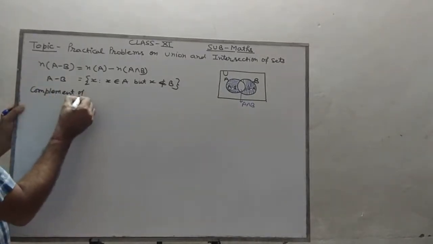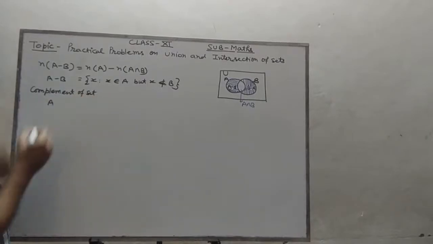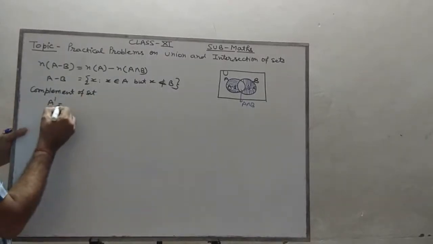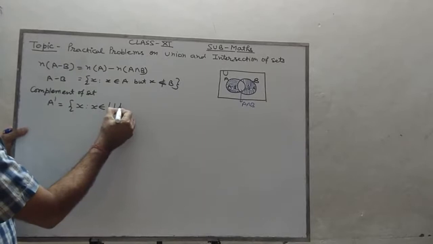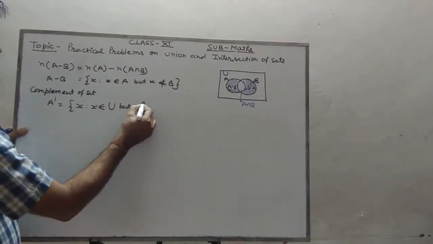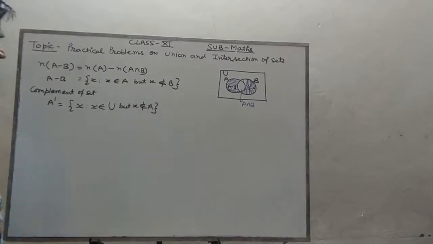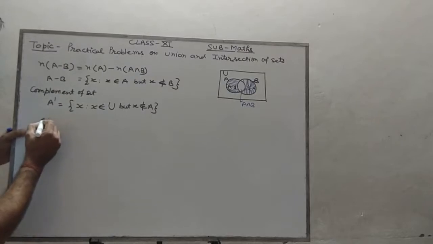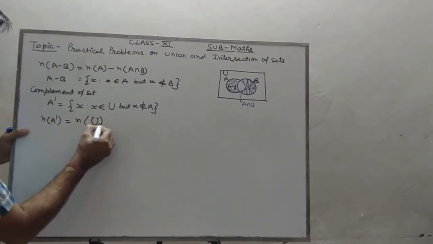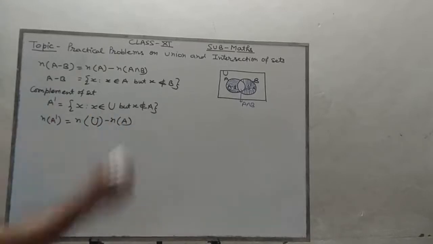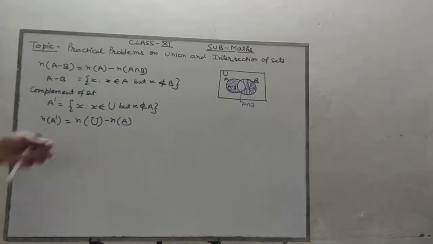Complement of a set. Let A be any set, then A complement is given as x such that x belongs to the universal set, but x does not belong to A. And with the help of difference of sets, we can write the number of elements in A complement as the number of elements of the universal set minus the number of elements of A. So these are two operations: difference of sets and complement of sets.